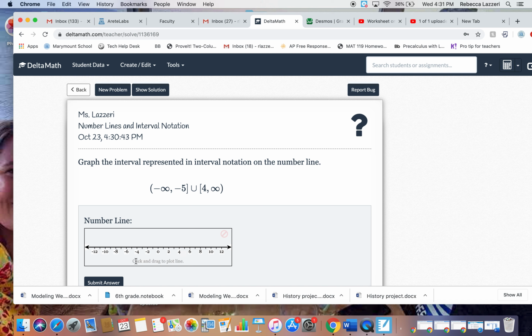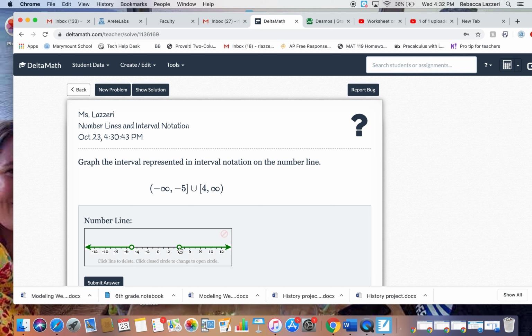So right down here you see click and drag to make the line. So I want to come from negative infinity and I want to go until I get to negative 5. So I'm just dragging it along. And then I want to pick up at 4 and go to infinity. So my answers lie like this on the number line, from negative infinity to negative 5 and from 4 to infinity.